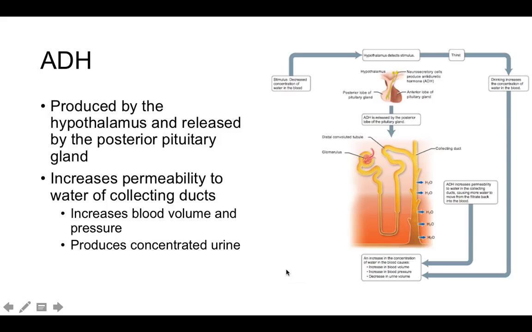It's really cool. And then we have antidiuretic hormone. And we've talked about this ad nauseum in class. This is produced by the hypothalamus, which is then released by the posterior pituitary. And this increases permeability of the collecting ducts to water. So what does this mean? That means that more water is put back into the blood.